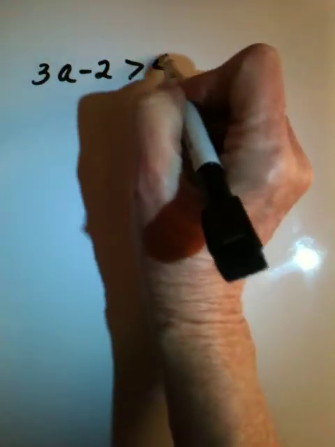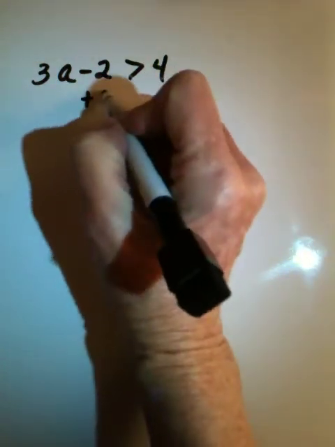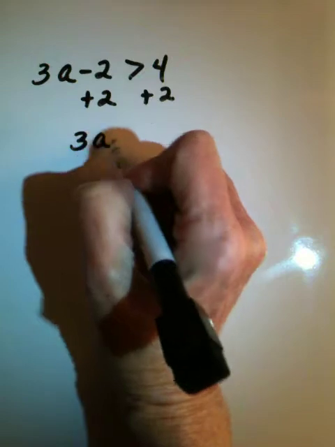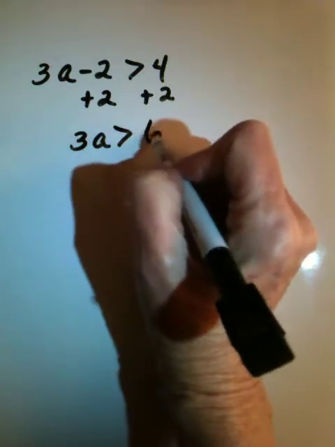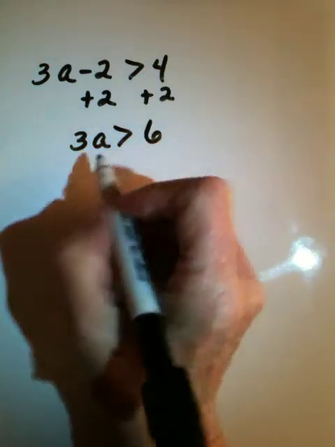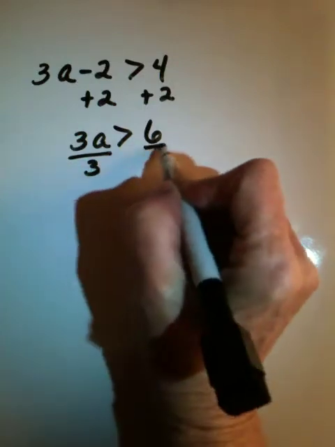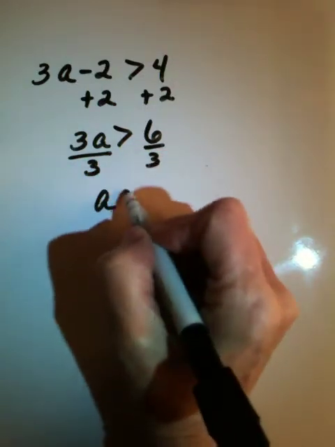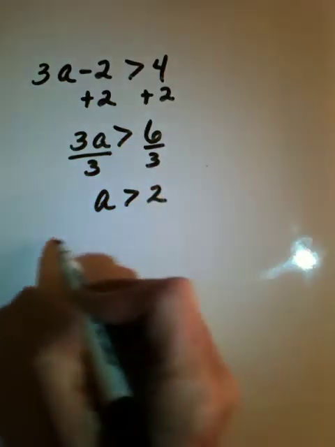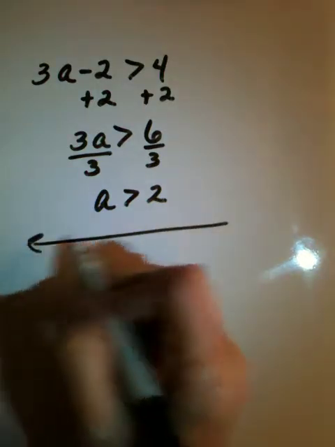3a minus 2 is greater than 4. Again, we solve it like a regular equation. Add 2 to both sides. We have 3a is greater than 6. Then we're going to divide both sides by 3. We have a is greater than 2. We need to show this on the number line.